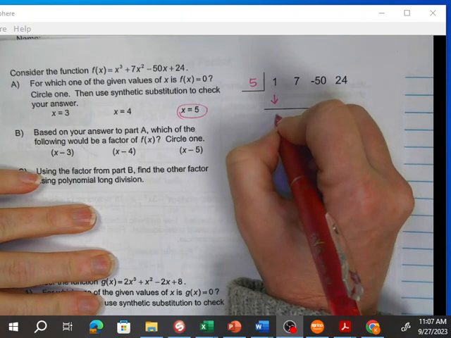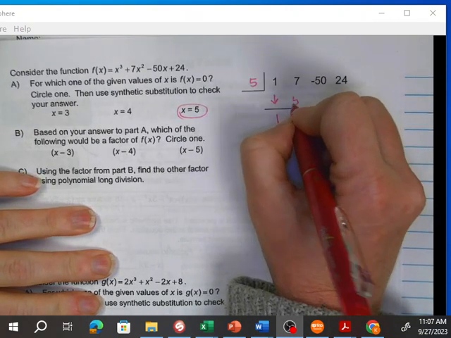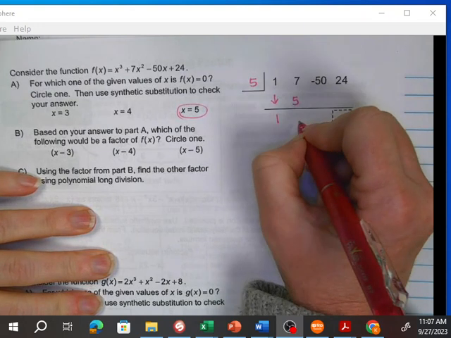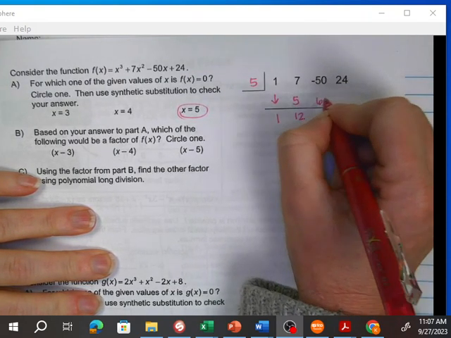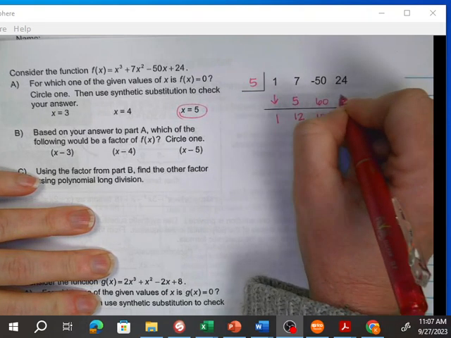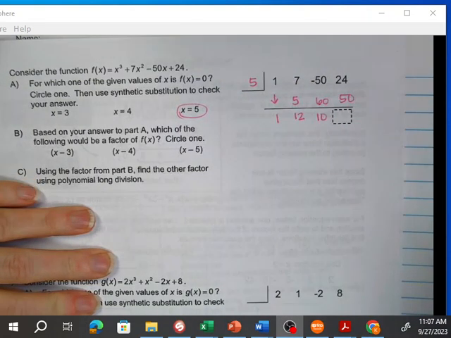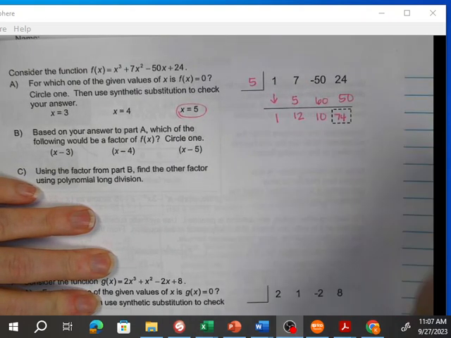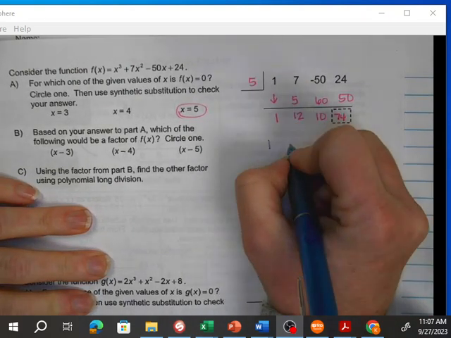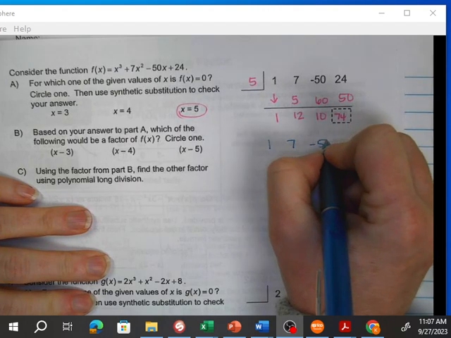So I'm going to bring the 1 down. 5 times 1 is 5. 7 plus 5 is 12. 5 times 12 is 60. 10, 50. Okay, 5 didn't work because I have a remainder of 74. So let's try another one. I'm going to put my coefficients back: 1, 7, negative 50, and 24.